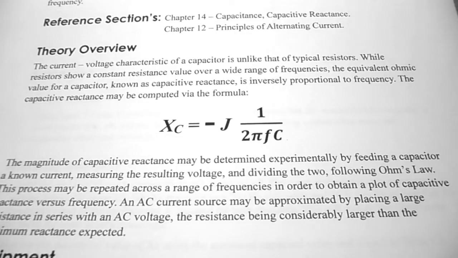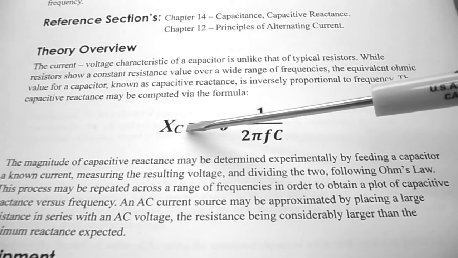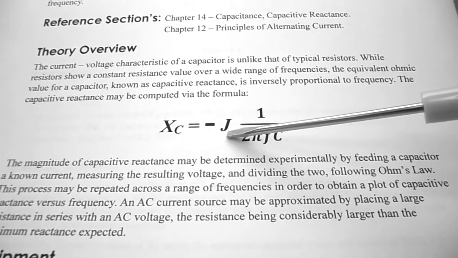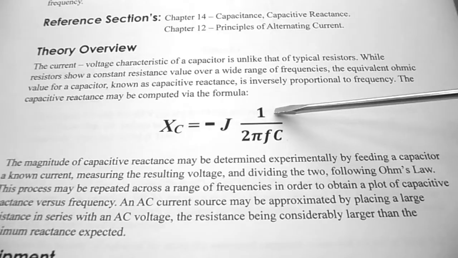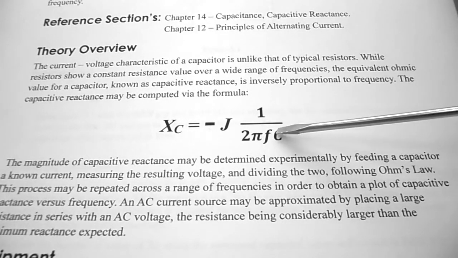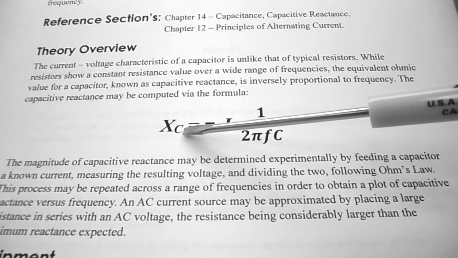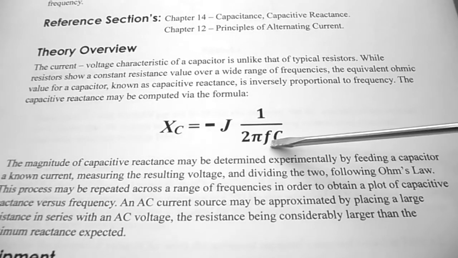The capacitive reactance may be computed via the formula. So we can see that Xc, or capacitive reactance, is equal to minus j, indicating that it's minus 90 degrees. And it says inversely proportional, so it's 1 over 2 pi F C, where F is the frequency. So you can see that the capacitive reactance changes inversely to the frequency.